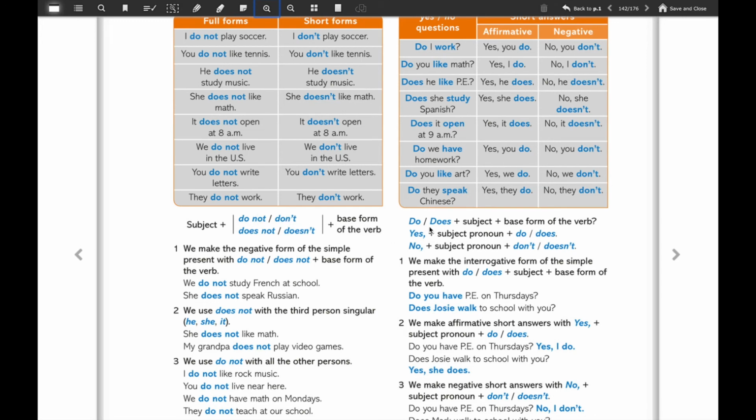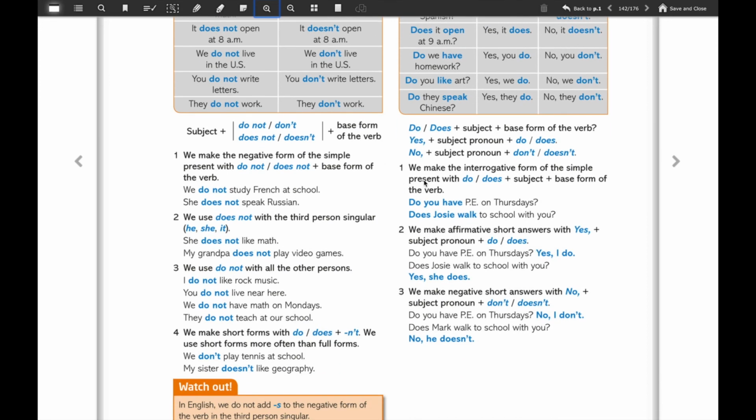So now you're going to use at the beginning, do or does. Then you're going to use a subject. It could be I, you, he, she, it, whatever you want. And then you're going to use a base form of the verb. And in the short answers, you're going to use yes, then a subject pronoun. Then you could use do or does, positive, or you could use no, subject pronoun, don't or doesn't, negative, okay? Remember that positive, negative in short answers.